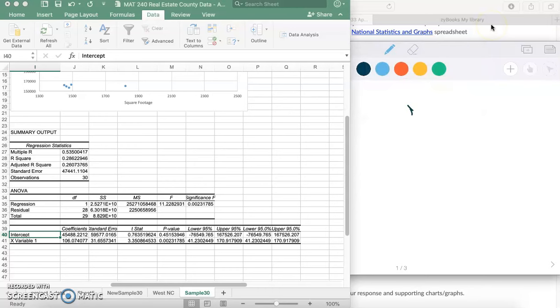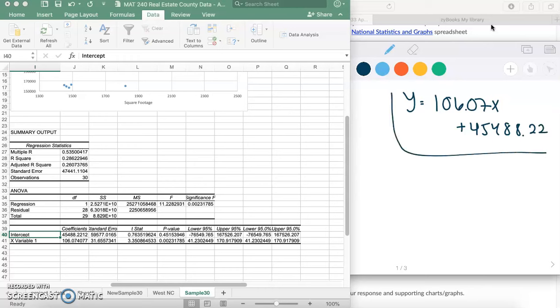So here we have, okay, y equals, so our slope goes first. We're going to do 106.7, we'll just do 0.7 since we don't have a ton of room right here, plus 45488.22. So that would be our regression equation. So that would be that first step to provide the equation. The next is to determine R and what it means. What is the relationship between the variables?